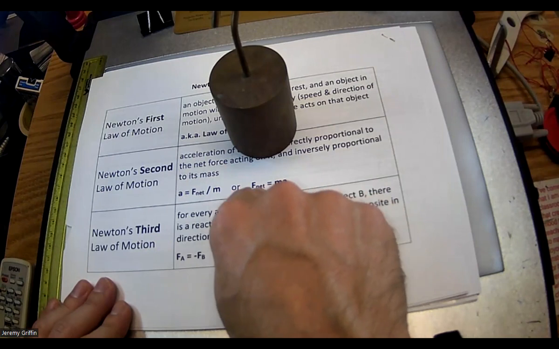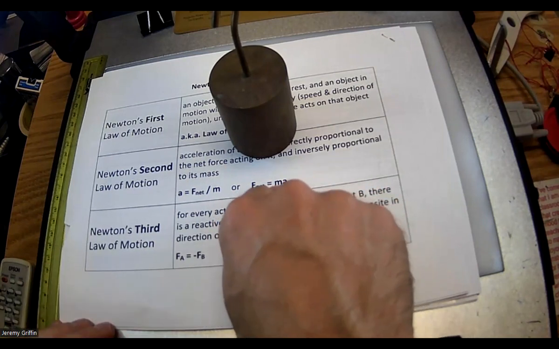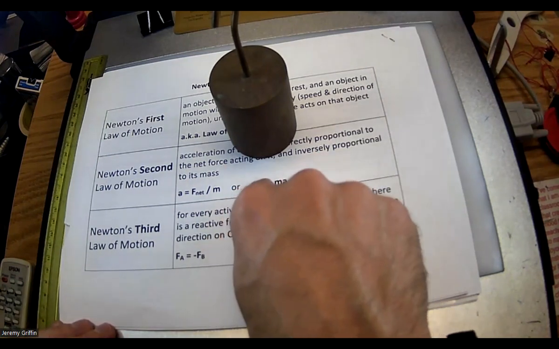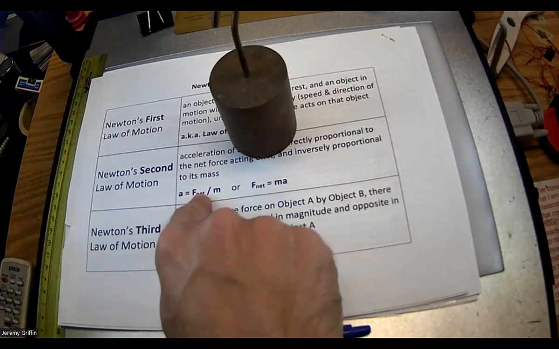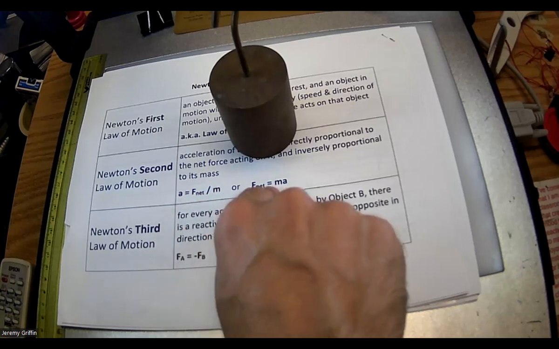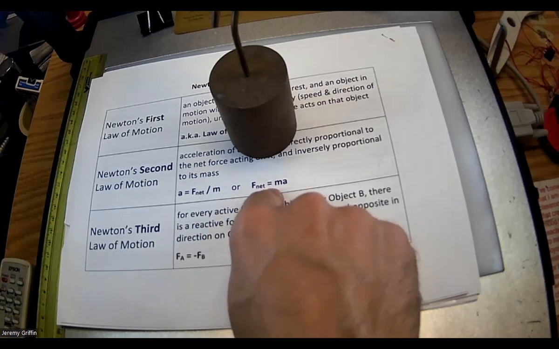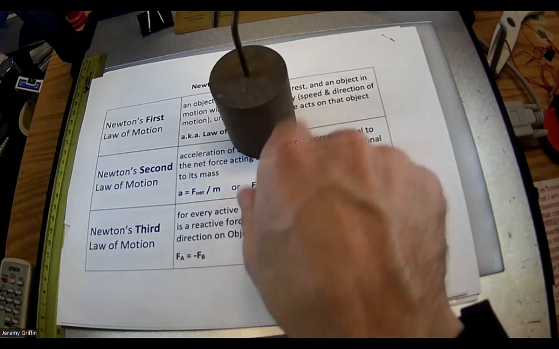Now, most textbooks you open tend to write it this way, F equals ma, right? But these are really the same thing. I like the fraction form. I think it explains cause and effect a little bit better, but a lot of times you see it this way, F equals ma. Net force equals mass times acceleration.